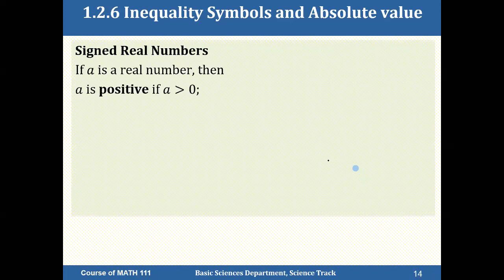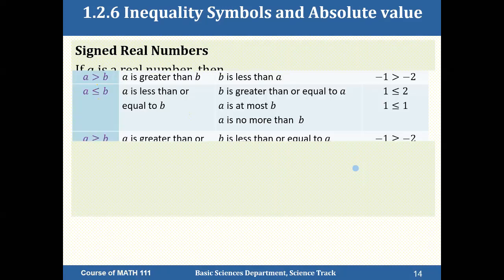If A is a real number, then positive numbers are numbers which are greater than 0. Negative numbers are numbers which are less than 0. And zero? By convention, zero is neither positive nor negative. Zero has no sign. Okay? When we say positive, it means greater than 0. When we say negative, it means less than 0.